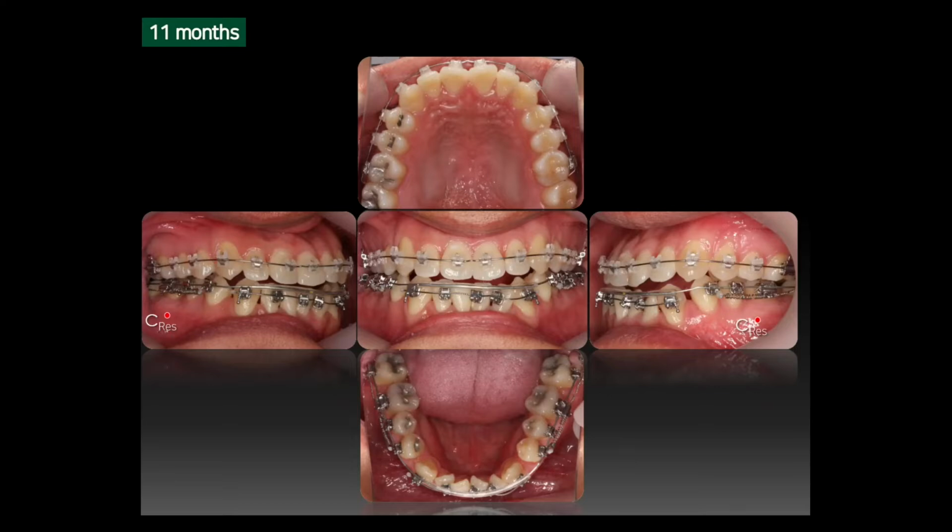At 7 months of treatment, the distalization forces passed through the occlusal side of the center of resistance of the buccal segments, resulting in distal tipping of the buccal segments. Brackets were bonded on the mandibular anterior teeth, and the nickel-titanium wire segment was placed.